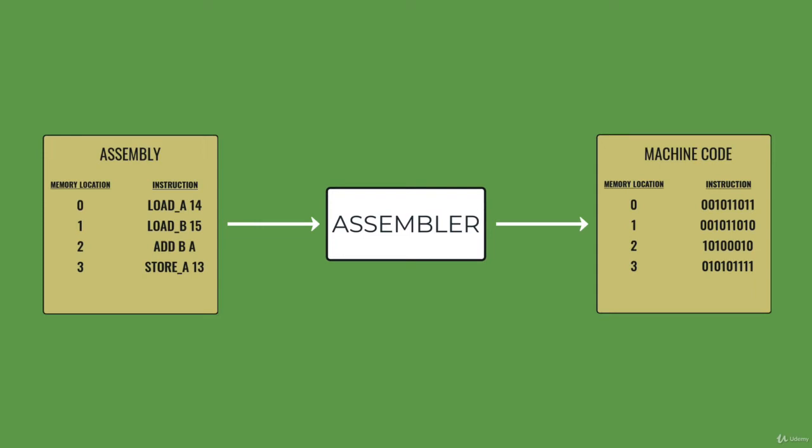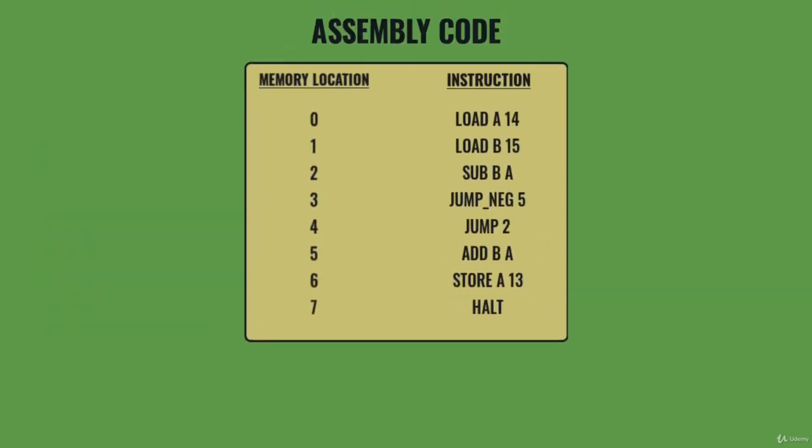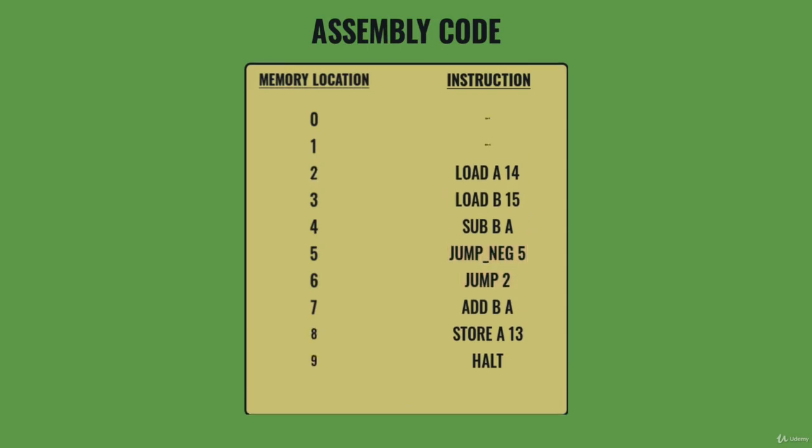One nifty feature that you should know about is automatically figuring out jump addresses. This was an example program I used in the previous courses, and notice how our jump negative instruction jumps to address 5 and our regular jump goes to address 2. The problem is, if we add more code to the beginning of this program, all of the addresses would change. And that's a huge pain if you ever want to update your program.